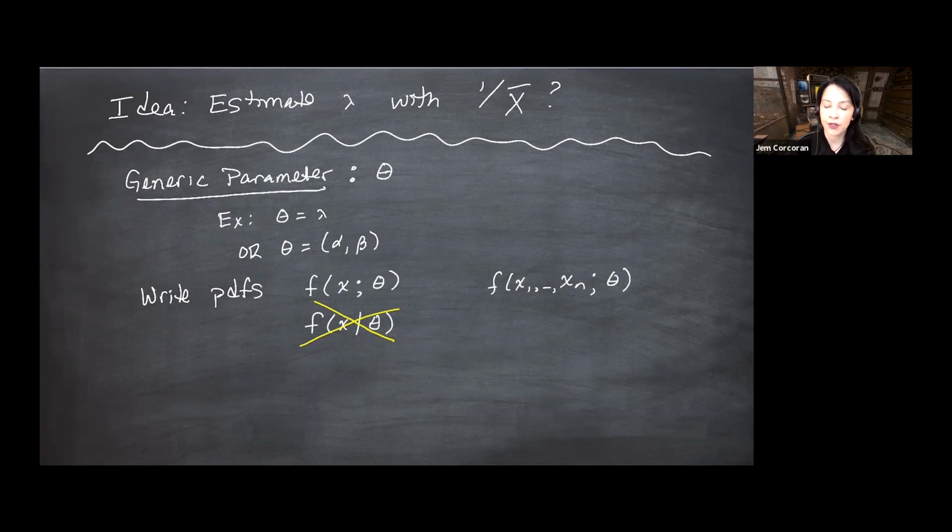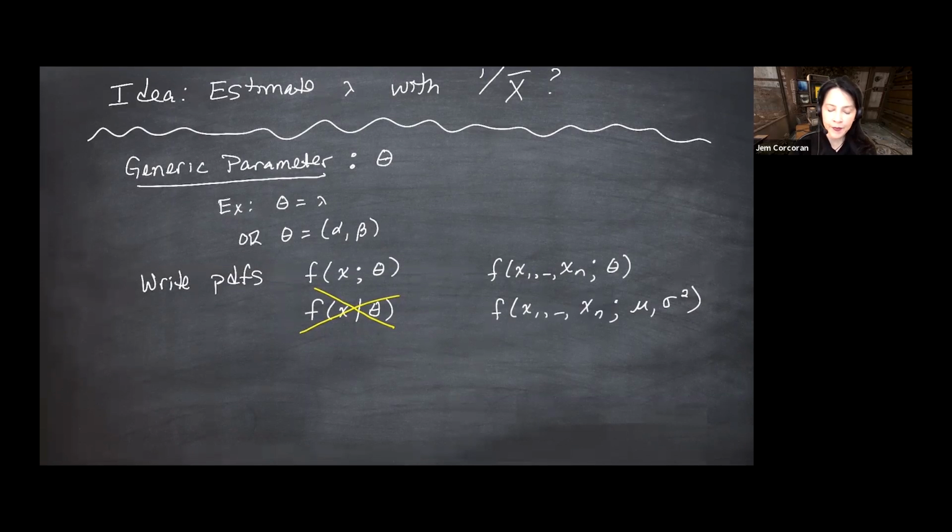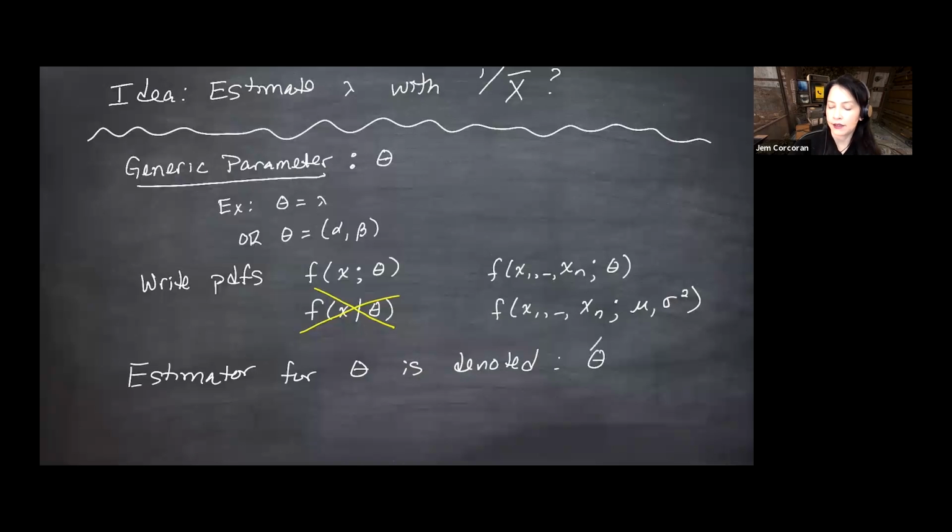Okay, so the semicolon is also going to help us distinguish, if we have a couple of parameters like a mu and sigma squared. Okay, so we're going to write an estimator. We're going to denote an estimator, which is different than an estimate, for theta with a theta hat, or possibly, in a problem where you're coming up with several estimators and maybe comparing them, a theta 1 hat and a theta 2 hat, something like that.